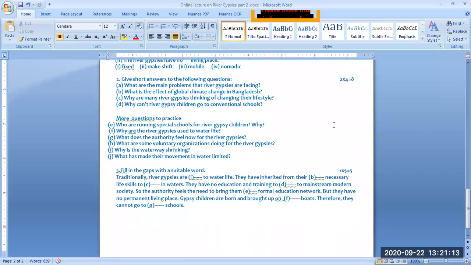We have to answer 4 questions from the passage, and we have some extra questions here also. The first question is, what are the main problems the river gypsies are facing? You can write like this. The river gypsies are facing. You should also maintain the tense used in the questions. You should try to keep the sentence in the same tense. So the sentence is given in present continuous tense. You should maintain the same tense here.